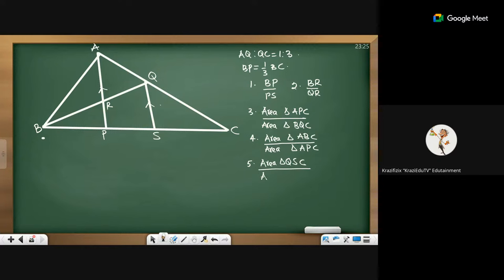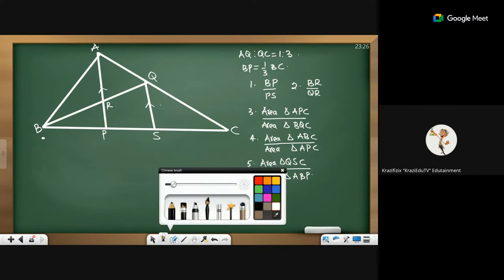Ratios, I have them in my notes. Area ratios are there in the notes. If you are looking for area ratios, there are only three types that I am going to guide you with. Let's see, AQ over QC.